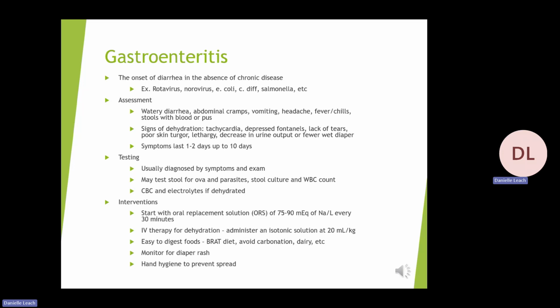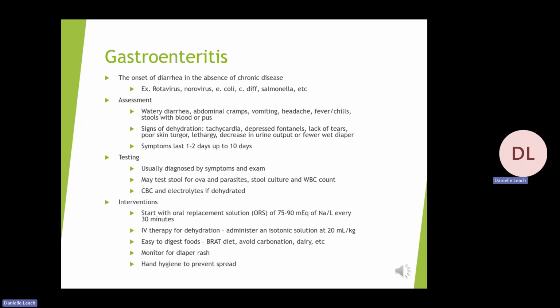So interventions, we can start with an oral replacement solution, also called an ORS, or oral salts, sometimes it's called. Basically, you can think of this as like liquid IV packets, but more for hospital use, so they probably don't taste as good. But basically, they have salts in them, so sodium and chloride. Some of them have glucose and potassium as well. But you're going to start with one that's 75 to 90 mEq of sodium per liter every 30 minutes.